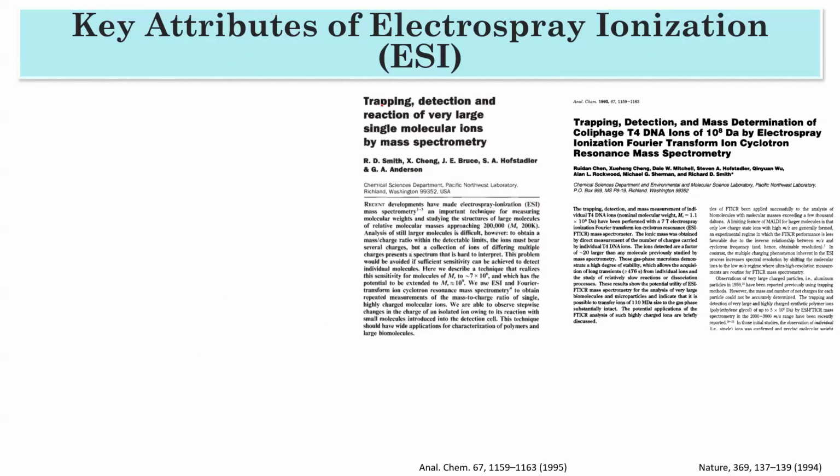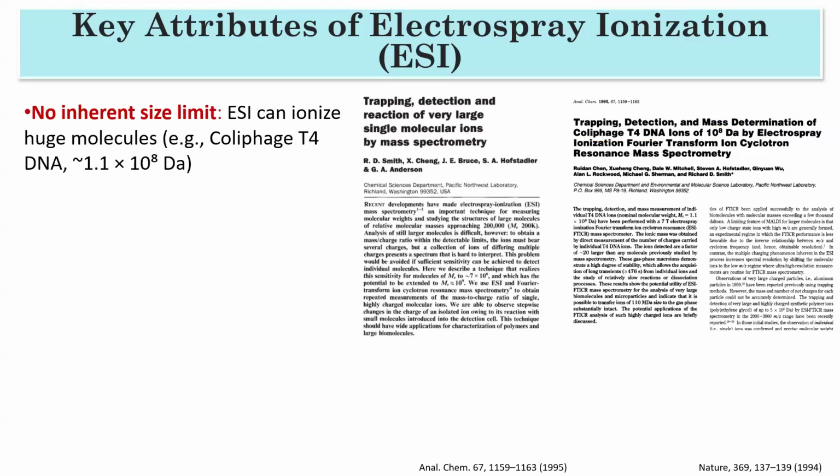Someone was asking me yesterday, what is the limit for a mass spectrometer? Like, what could be the highest molecular weight that we can measure? I found these two papers, both around 1994, 1995. Scientists found a very large single molecule ion, and here you can see they analyzed this coliphage T4 DNA. Its mass is 10 to the power 8 Dalton. So you can imagine it's very high, right?